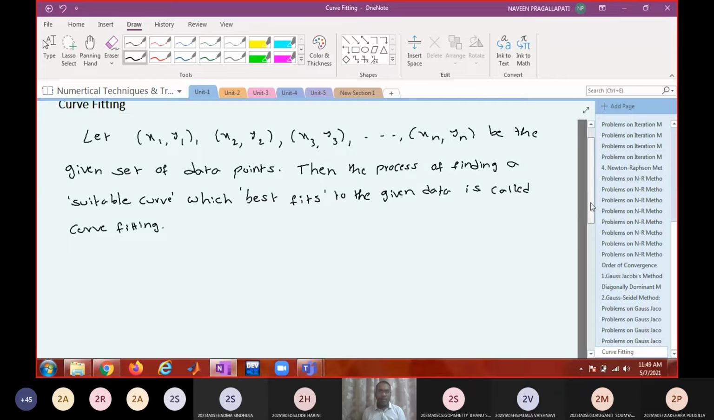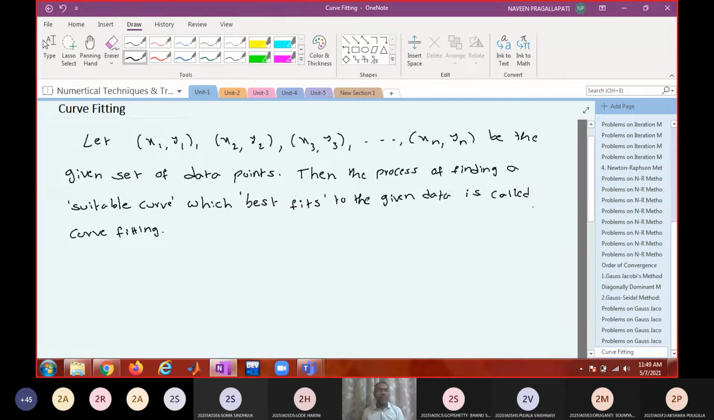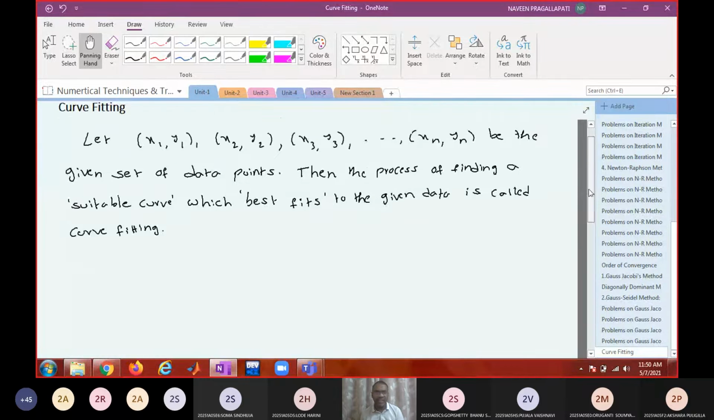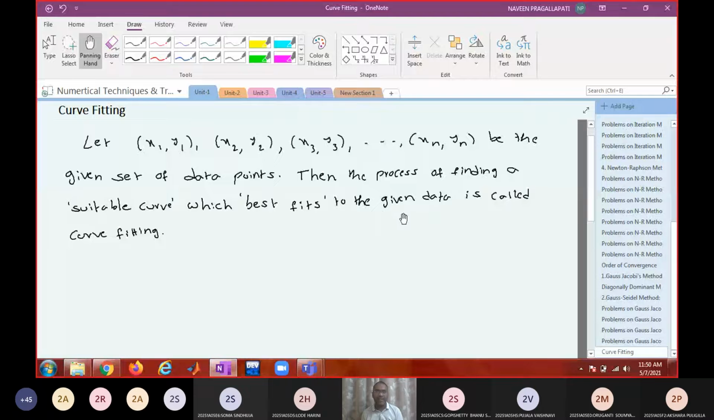Okay, so that suitable curve can be a linear curve, a straight line curve, or a parabolic curve, or a cubic curve, or an exponential curve, or a logarithmic curve. Okay, so depending on the nature of the data points, we identify a suitable curve, and such a curve we will find in such a way that it best fits to the given data.